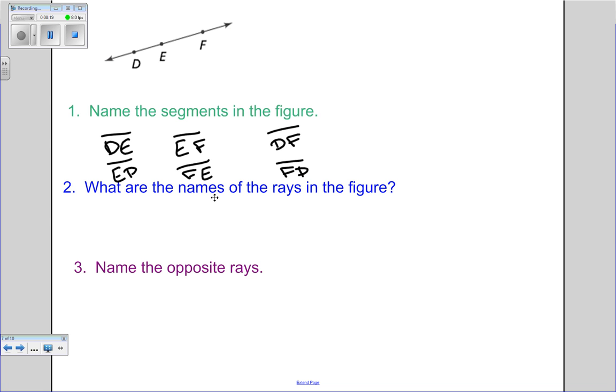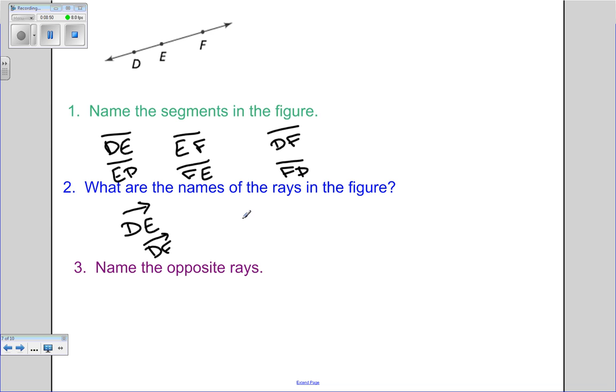All right, what are the names of the rays? All right, so a ray has 1 endpoint, and we need to know the point to know the side of the line. All right, so if I choose D as my endpoint, the side that I have points on is to the right, so I have to pick one of these points. So I can name it ray DE, or I could name it ray DF. Those would be the same rays.